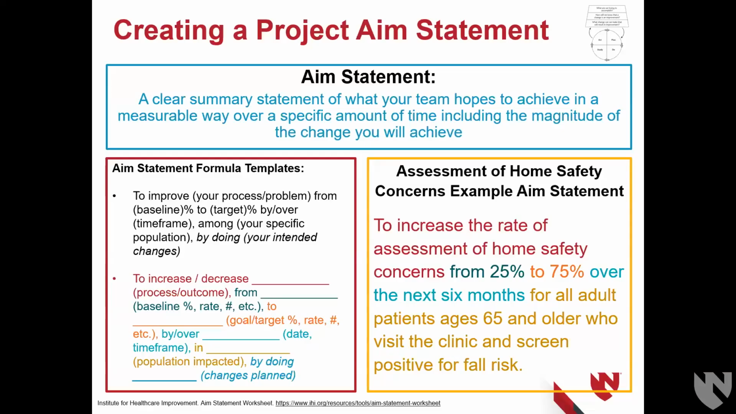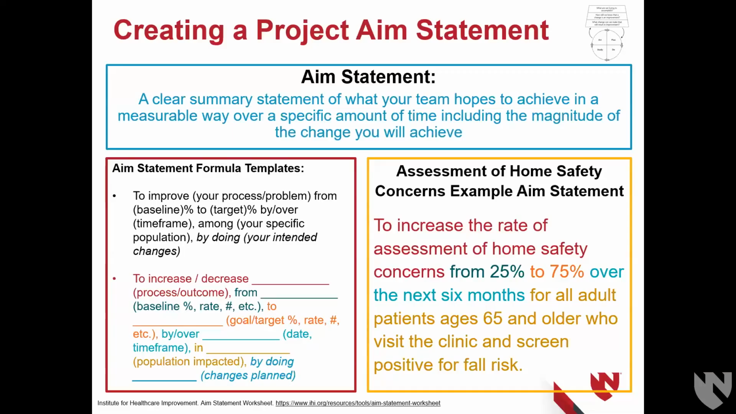So a clear aim statement can help you to keep the project on track, can provide some overarching guidance on some of the processes that you might want to explore, the measures and metrics that you should identify, and where you want to focus your efforts. So to help you with creation of an aim statement for your efforts to improve assessment of home safety concerns, we wanted to share with you a couple of example formulas for drafting an aim statement. Those are provided here on the slide.